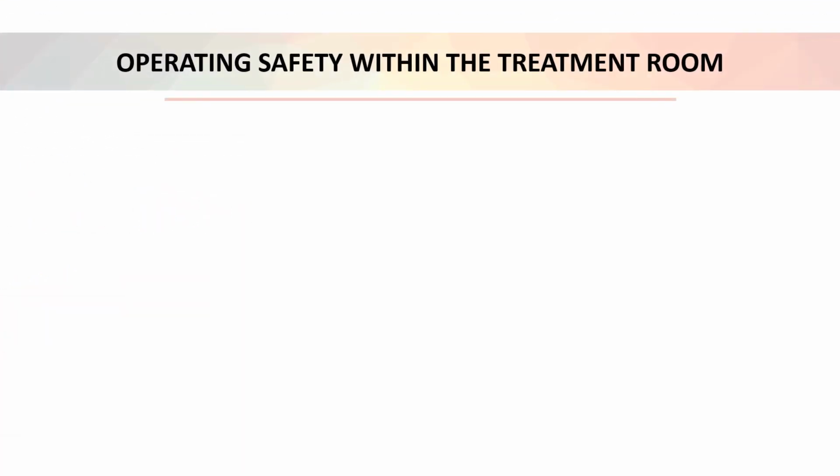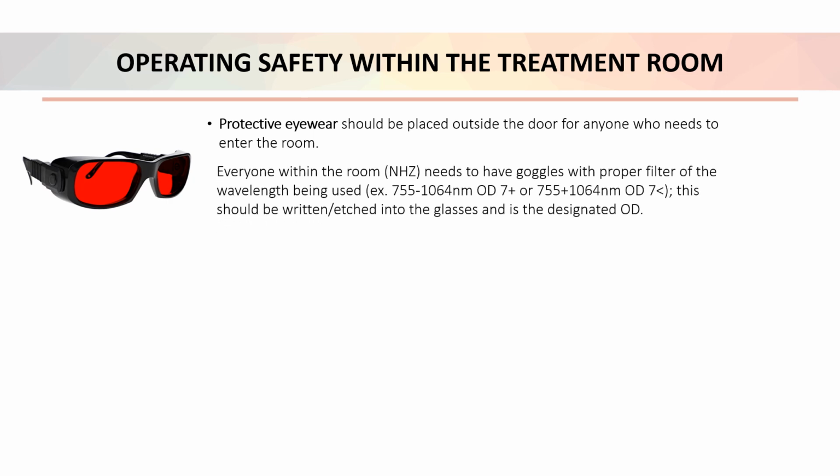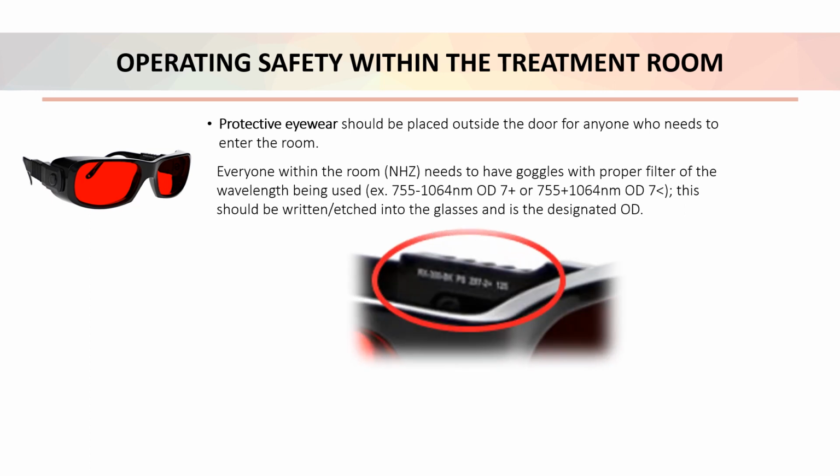Protective eyewear should be placed outside the door for anyone who needs to enter your treatment room or area. Everyone within the room or non-hazard zone (NHZ) needs to have goggles with proper filter of the wavelength being used. For example, you should see a listing etched on your protective eyewear with the OD or optical density listed in a wavelength nanometer range as shown here.